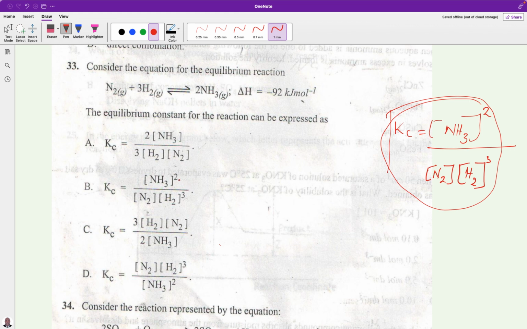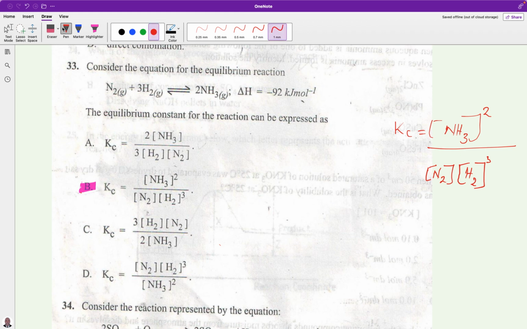So ammonia to 2, nitrogen and hydrogen to 3. So our right answer is B. Let's put it there. Our right answer is B. 33 is B. So that is how you can do it. That is the only way you can do that. Okay, let's continue. Let's go ahead with our question.